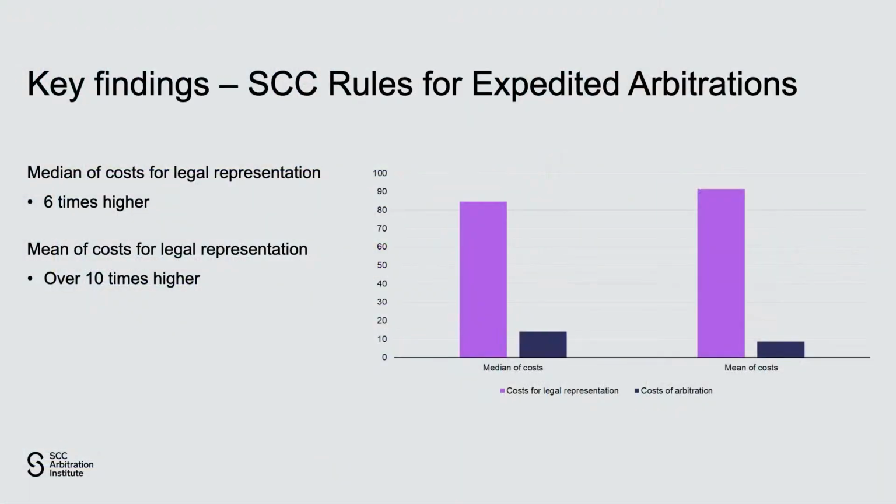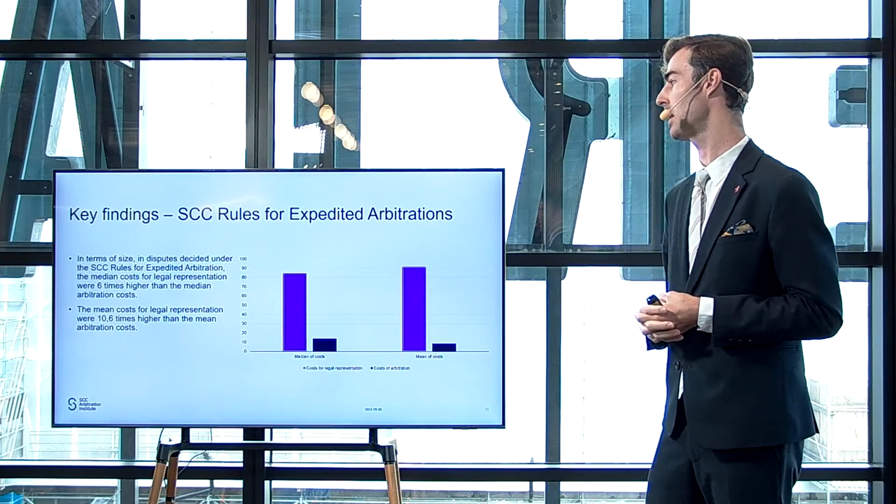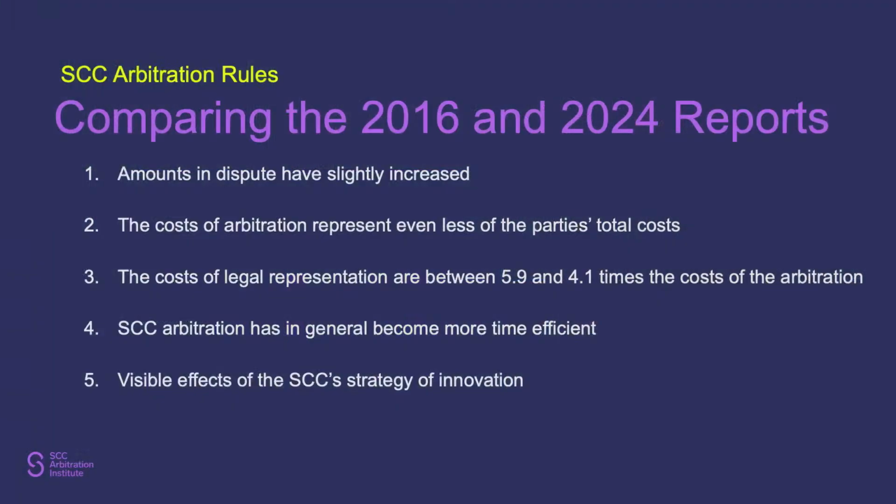And based on the statistics that we have uncovered in our report, the median costs for legal representation were 6 times higher than the median arbitration costs. And then the mean costs for legal representation were 10.6 times higher than the mean arbitration costs under the Expedited Arbitration Rules. So when we are considering the reports next to one another, side by side, what kinds of conclusions can we draw from these 2 reports?